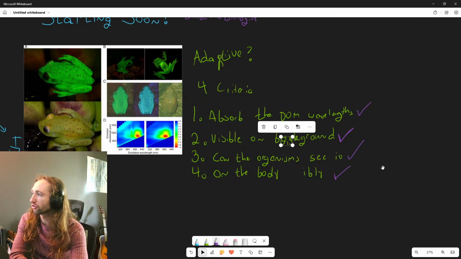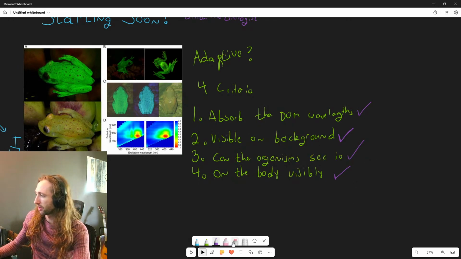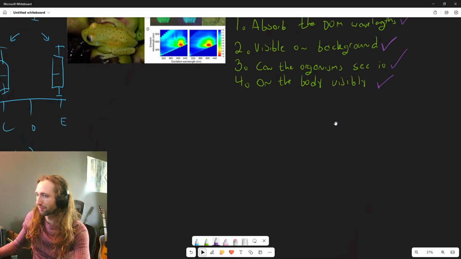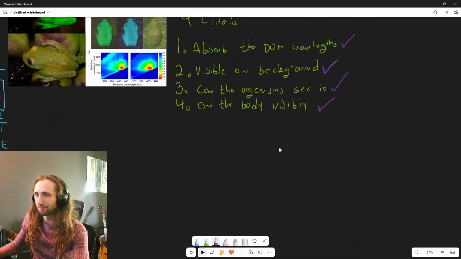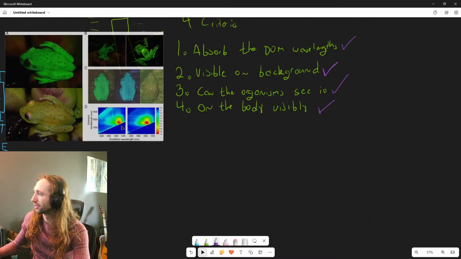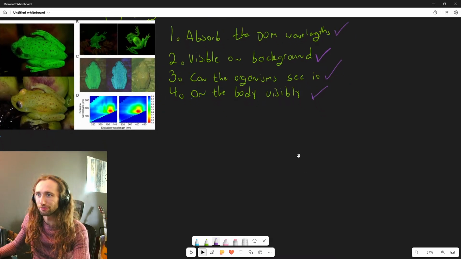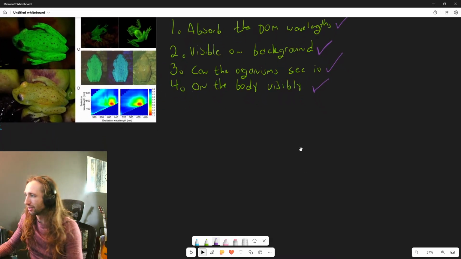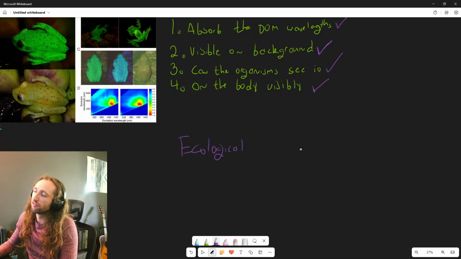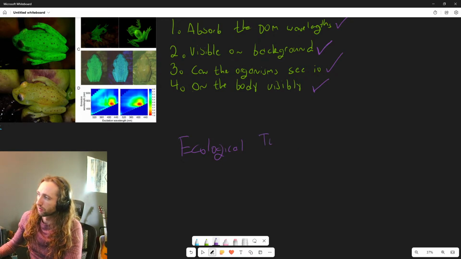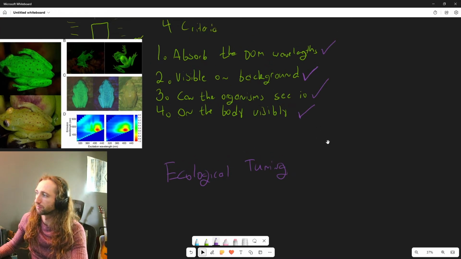So ecological tuning. Okay, I'm not using the pen. I would like to move things. There we go. Let's keep the frogs on the screen because we are visual creatures by nature. Ecological tuning. This intimately relates to the 4 criteria listed above.